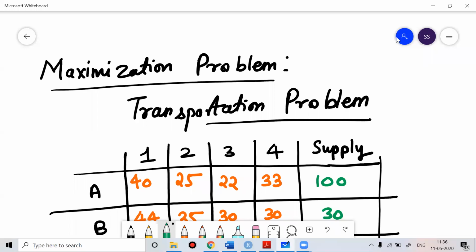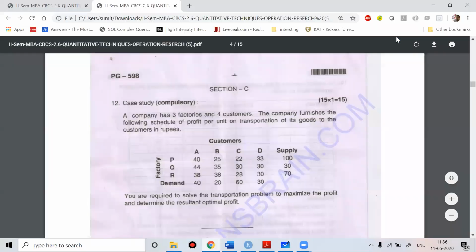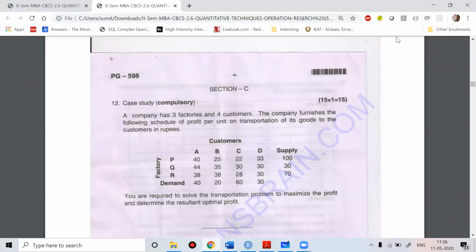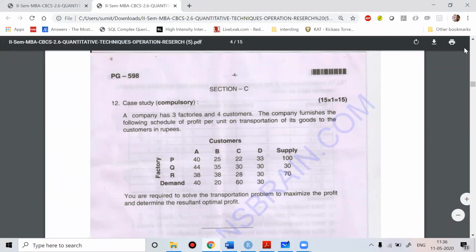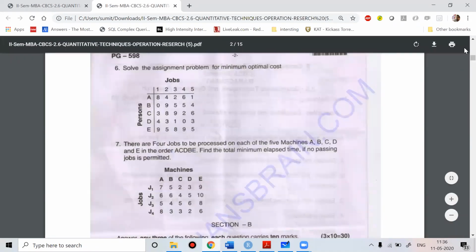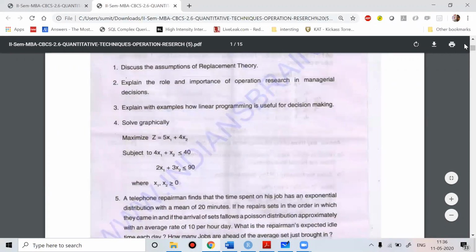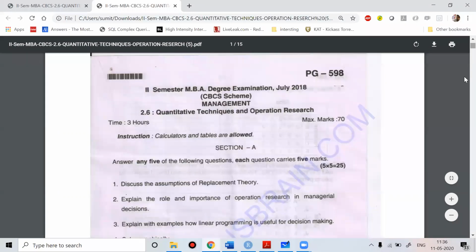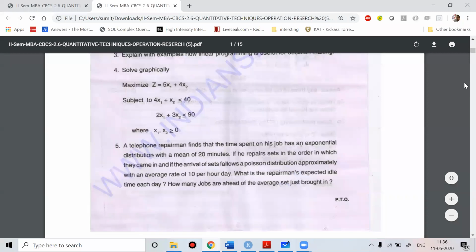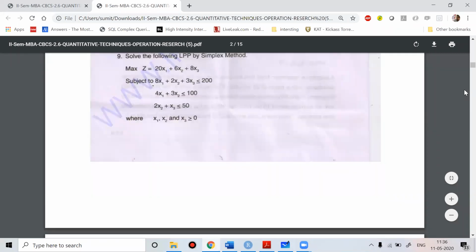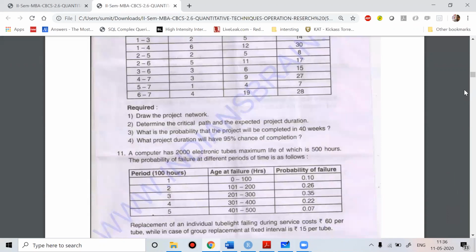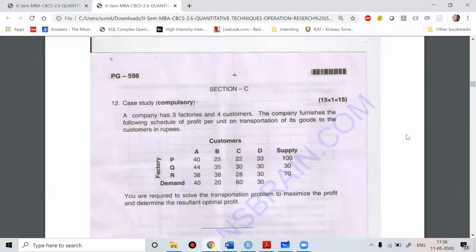So, you can see this problem. I can show you the problem. This is the problem which came. I believe this problem has come. So this is the 2018 question paper. And in this question paper, if you see the 15 marks problem, this is the problem. I believe everyone can see this problem. So we'll discuss this problem today in this class.